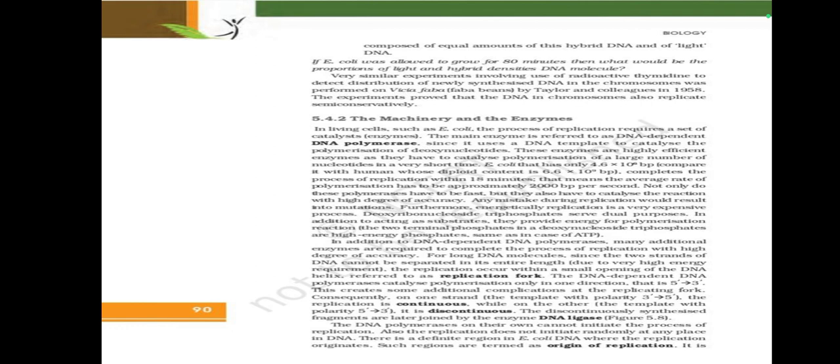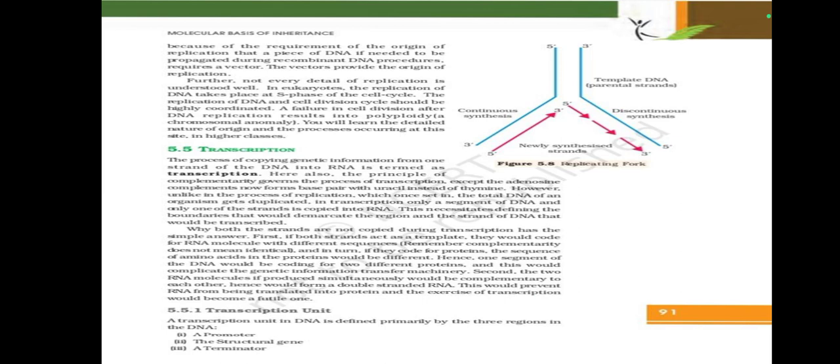Figure 5.8. The DNA polymerases on their own cannot initiate the process of replication. Also, the replication does not initiate randomly at any place in DNA. There is a definite region in Escherichia coli DNA where the replication originates. Such regions are termed as origin of replication. It is because of the requirement of the origin of replication that a piece of DNA, if needed to be propagated during recombinant DNA procedures, requires a vector. The vectors provide an origin of replication.